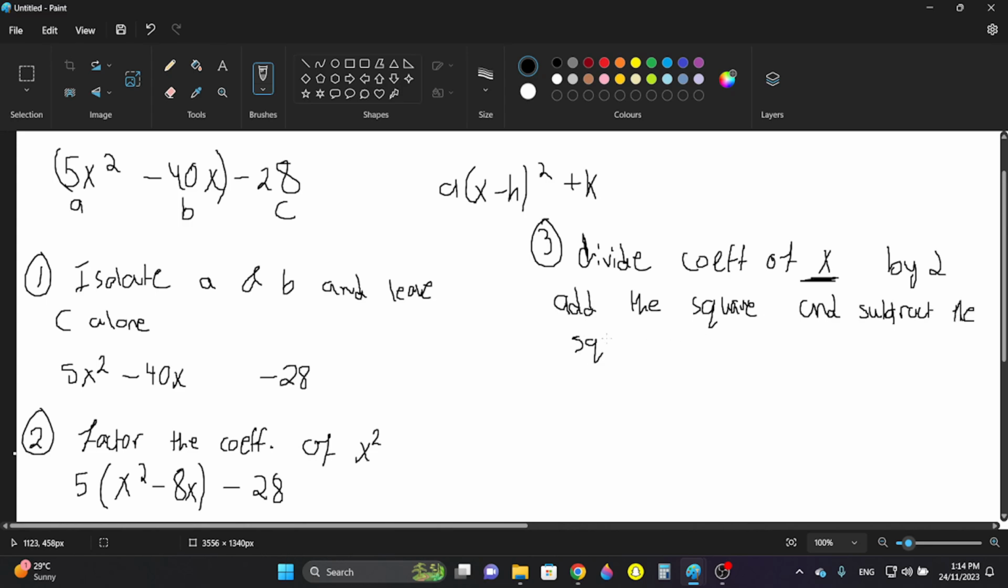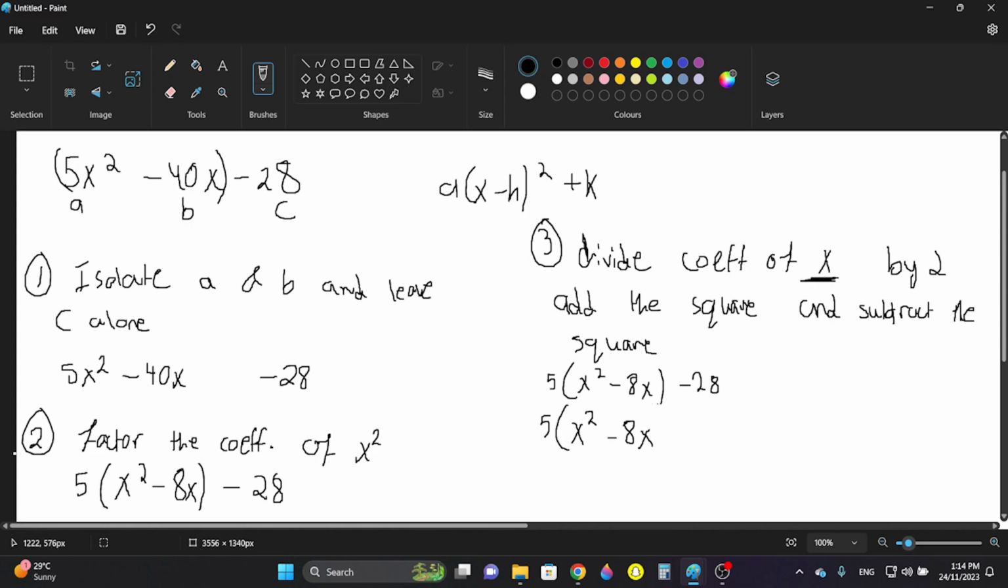Okay, so let's do this. So we have 5x squared minus 8x, and then minus 28 outside. Remember, for now, we're only talking about this A, B part. We don't want C, we're keeping C outside. So how are we going to do this? You're going to expand your brackets, x squared minus 8x. I'm going to expand my bracket, I'm not going to close it.